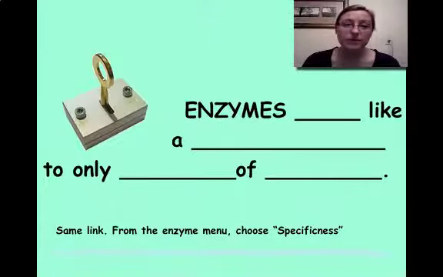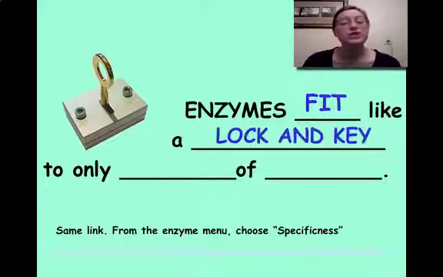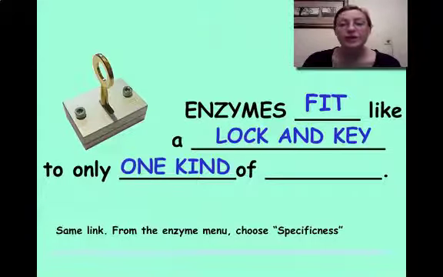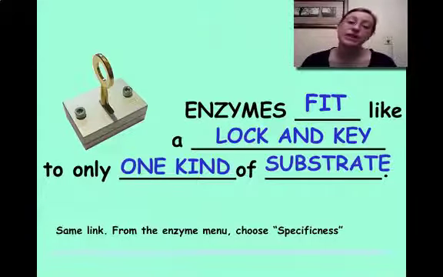Key characteristic number 1 of enzymes: enzymes are specific. Okay, so they fit. We used to say they have a lock and key fit, and what that means is there is one enzyme out there for each kind of substrate. I mean, there are many copies of that enzyme, but there's one enzyme that has that specific shape in order to fit that one substrate.